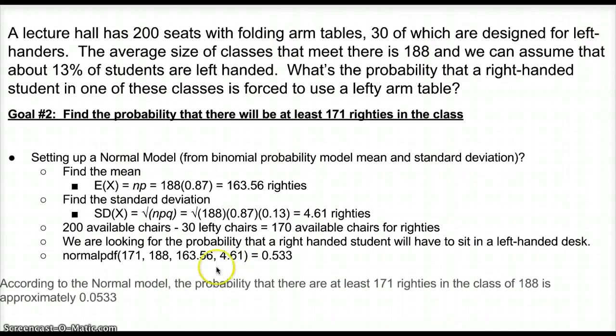So according to this, the normal model, the probability that there are at least 171 righties in the class of 188 is approximately 0.0533. So go back over this if you didn't understand it. Try and watch it again or try it again and look at the formulas. It might help to actually try and work them out, plug them in your calculator to see if they match up.